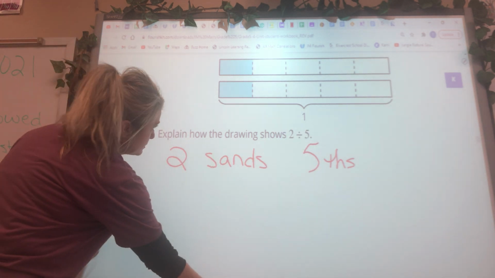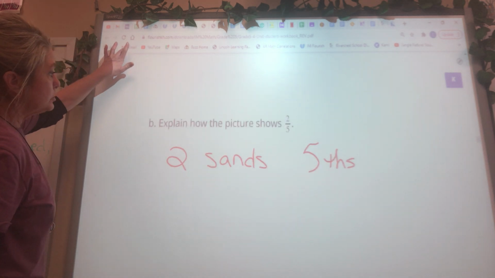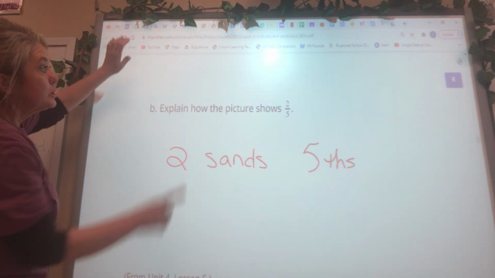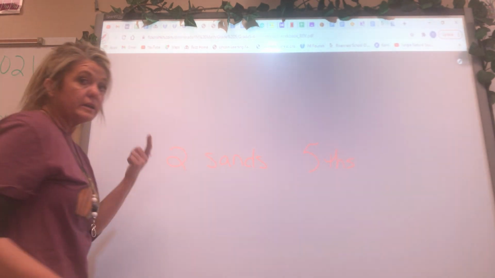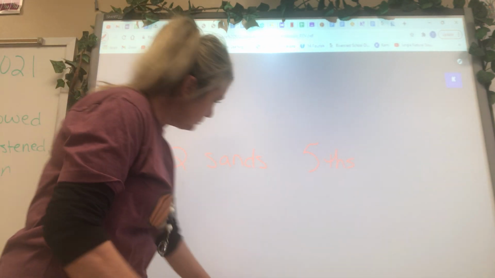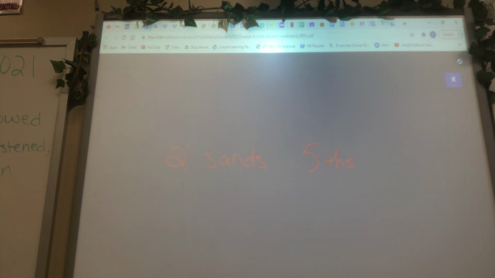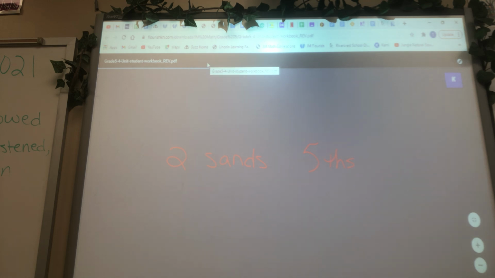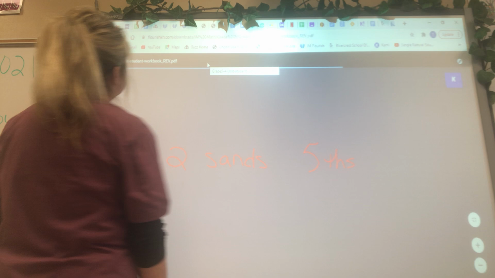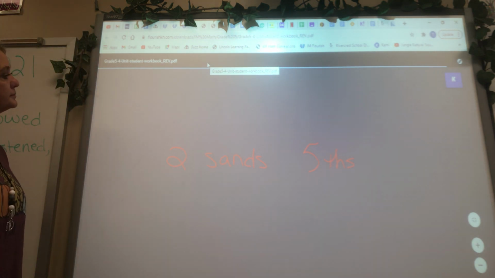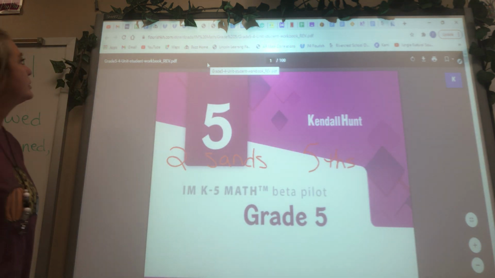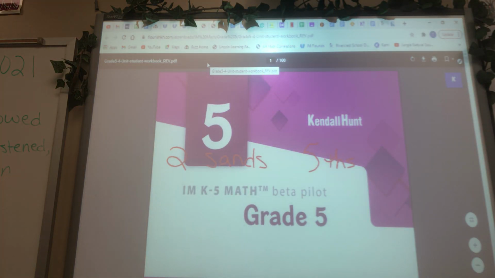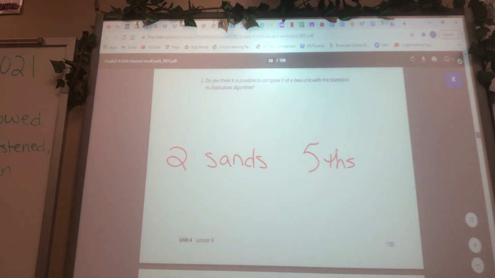Now, the next question, part B, is going to ask you, explain how the picture shows 2 over 5. Well, just a minute. My computer stopped. It's trying to reload the page. Just a second, guys. Oh no. Just a minute. Let me get way back down to this unit. I don't know what happened.